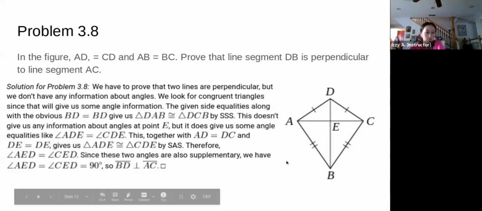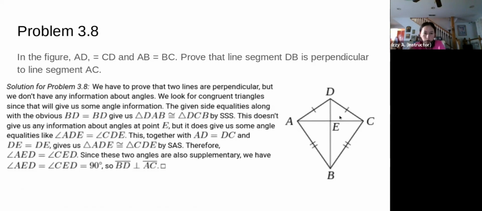And because of that, we can declare that angle AED is congruent to angle CED. And since the two angles are also supplementary, we have angle AED is equal to 90 degrees and angle CED is equal to 90 degrees. Therefore, BD is perpendicular to AC.